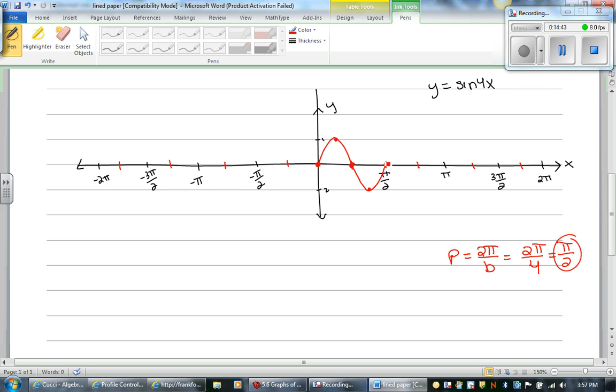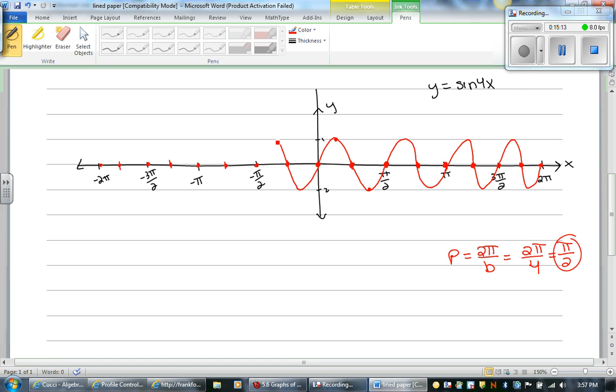I have to do this 3 more times to get to 2 pi. So again, I'm going to have zeros all the way through this. I'm going to go to my maximum and then my minimum. My maximum, my minimum. My maximum, my minimum. Okay, and then I'm going to follow that same trend on my way back to negative 2 pi.